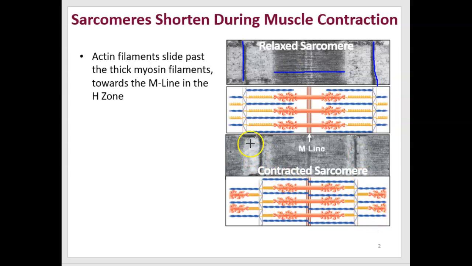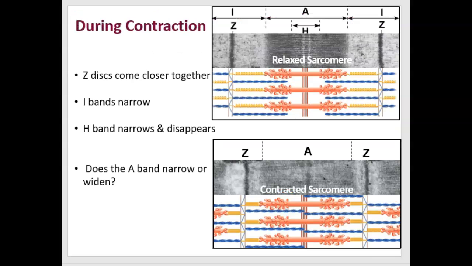When the sarcomere contracts, notice that the Z discs come closer together. It's a narrower region there. The width of myosin, or the A band, is the same. And that happens because actin filaments attached to the Z disc just slide right past the myosin towards the M line or the middle. So the Z discs come closer together.